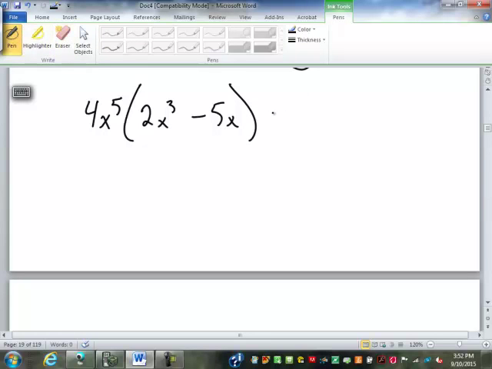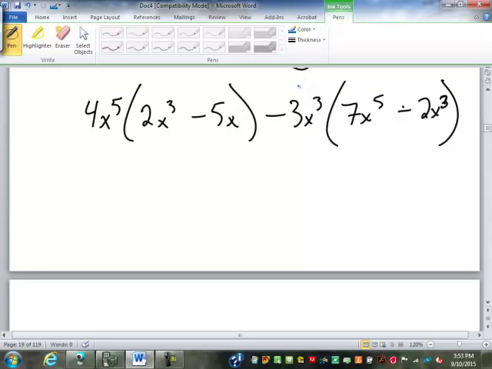So let's look at 4x to the fifth times 2x to the third minus 5x, minus 3x to the third times 7x to the fifth minus 2x to the third. What are we going to do here? Work left to right. So you've got the first parentheses here. Is there anything I can do in there? No.